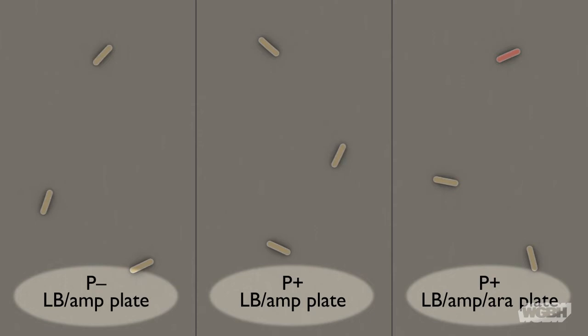In the middle is another negative control, where transformation was carried out with plasmids, but where the gene of interest will not be expressed since the growth medium lacks the arabinose inducer. On the right is the permissive growth condition with arabinose that will let us identify successful transformations.